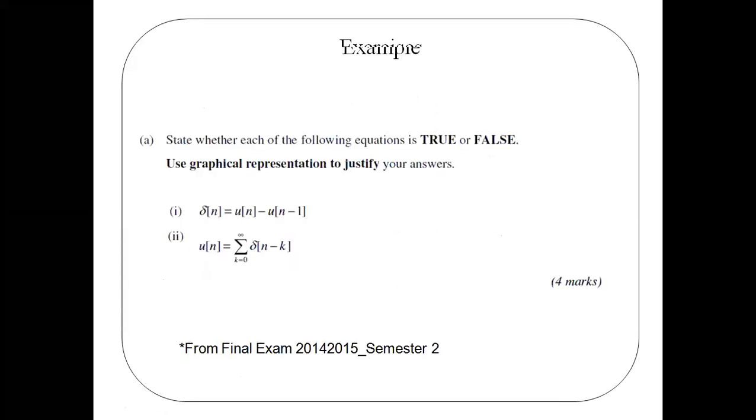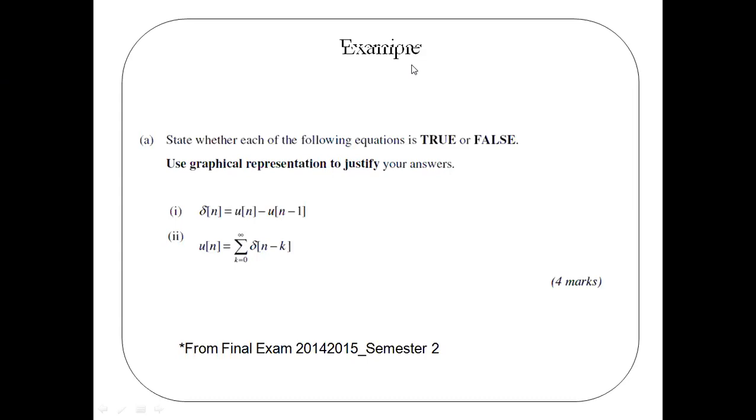Let's proceed with the next examples here. This is basically to test your understanding of the relationship between the step function and the impulse function. This is actually an excerpt from the final exam 2015 semester 2. You need to prove whether these two statements are true or false. You need to use the graphical representation to justify the answer. So let's have a look at the first one.